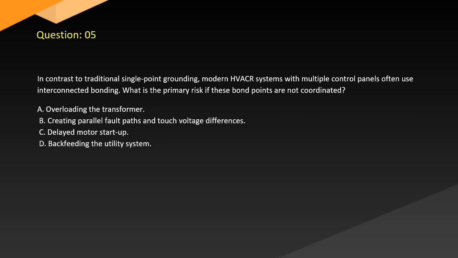Question 5. In contrast to traditional single-point grounding, modern HVACR systems with multiple control panels often use interconnected bonding. What is the primary risk if these bond points are not coordinated? A. Overloading the transformer. B. Creating parallel fault paths and touch voltage differences. C. Delayed motor startup. D. Backfeeding the utility system.